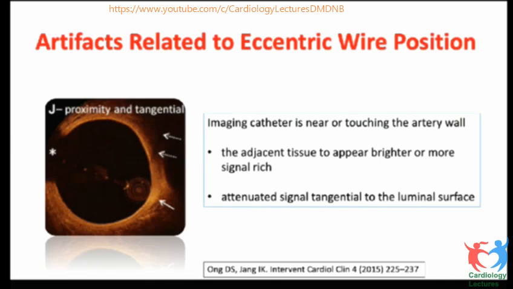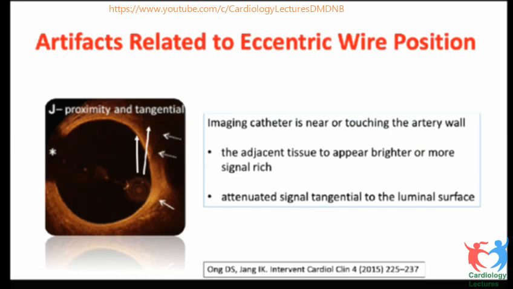I already explained to you, for you to get the proper image, the catheter has to be in the center. All rays have to be perpendicular to the vessel wall to get the images. When it is eccentric, the light rays go parallel rather than perpendicular to the vessel surface. That results in loss of signals tangential to your catheter. So you should not mistake this for a lipid-rich plaque. So this is called tangential signal dropout.